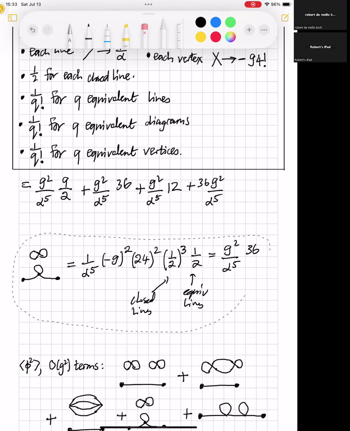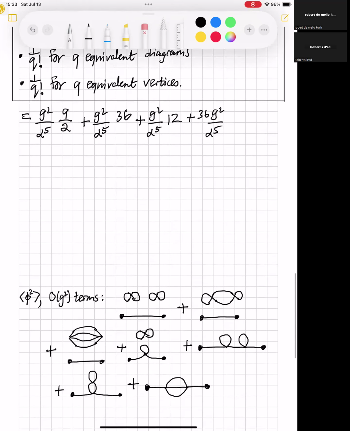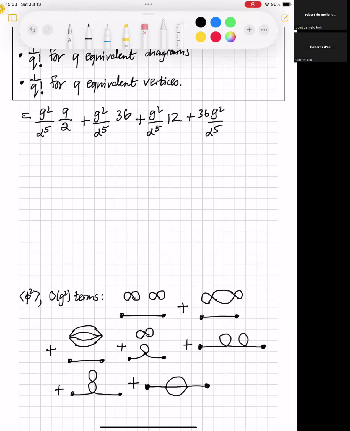So let's just delete this. Delete, good. The next diagram will be this one. Duplicate, good. So let's put it over here. Again, I think that we've counted how many lines a number of times. So you can see on this diagram, you should be able to see that there are 5 lines. So this is 1 over alpha to the 5. How many vertices? There's 2 vertices. So we'll get a minus g squared and a 4 factorial over 24 squared.